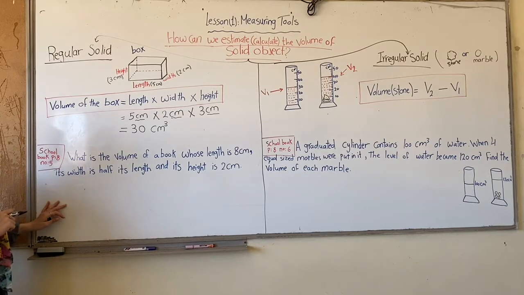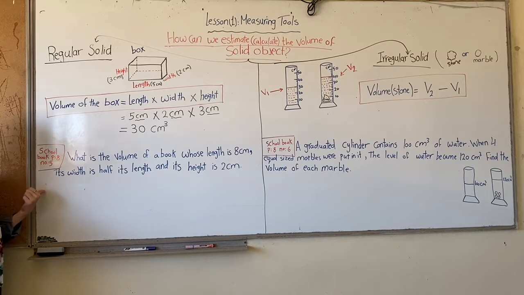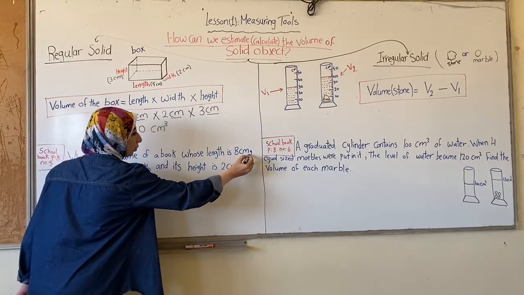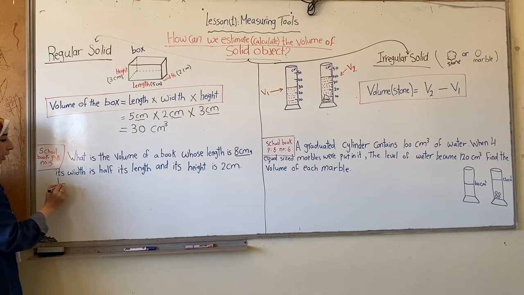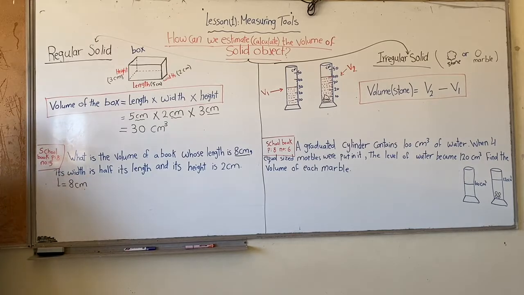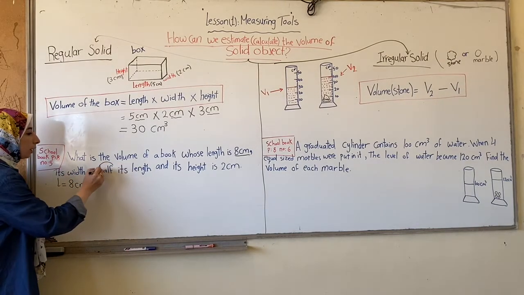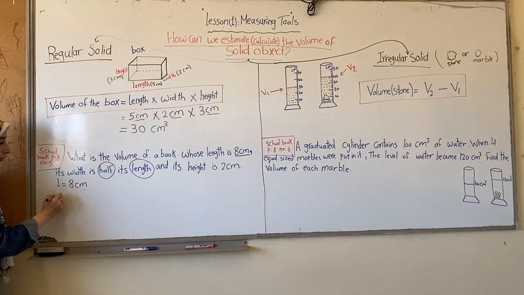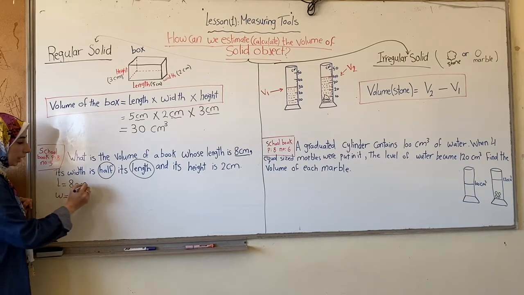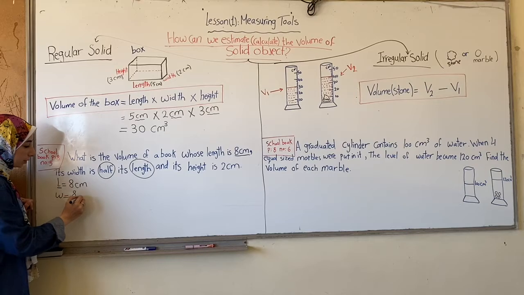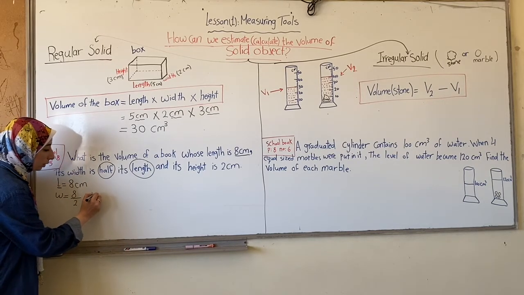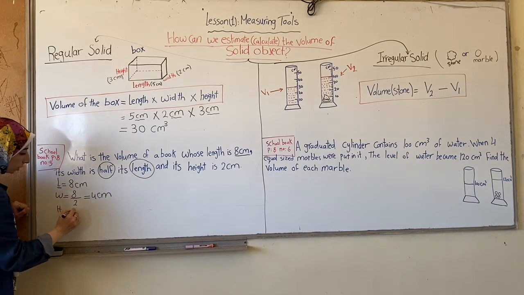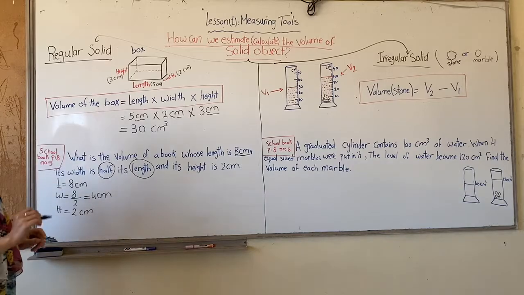Okay? Let's answer another question. In your school book, page 8, number 5. Read with me: what is the volume of a book whose length is equal to 8 centimeters? I will write the given here. The length is equal to 8 centimeters. Its width is half its length. What is meant by width is half its length? So I have to get the width. Width equals the length divided by 2, 8 divided by 2. It will equal 4 centimeters. And its height is 2 centimeters. Height equals 2 centimeters. And I have to write the rule and substitute in it.